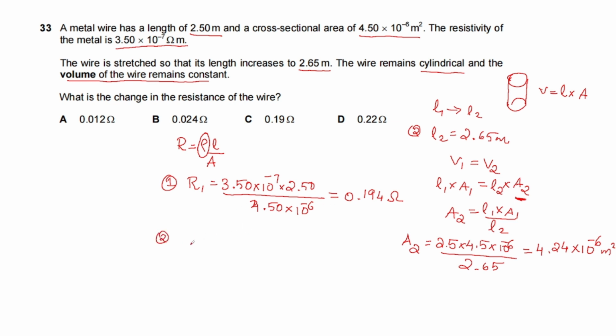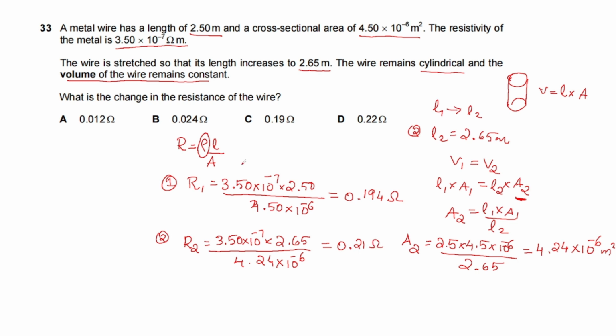So for the second condition you can find out the R value by substituting, right? So the resistivity value is 3.50 times 10 to the power minus 7, and the length is now 2.65, and the area of cross section that you calculated is 4.24 times 10 to the power minus 6. So the resistance value would be 0.21 ohms.